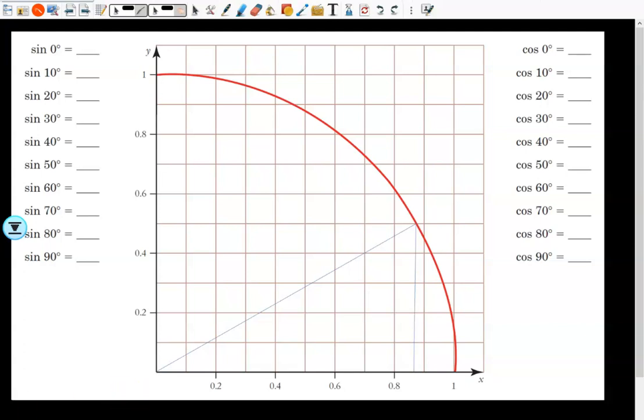Ready? What I'm going to ask you to do is, using your diagram here and your geoliner, complete this sort of table. And as you can see, we've got a quarter circle. What's the radius of our circle? 1. Beautiful.